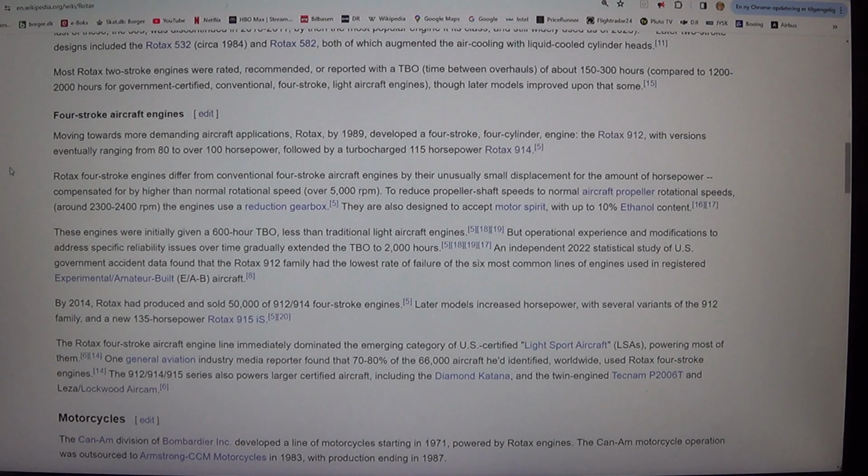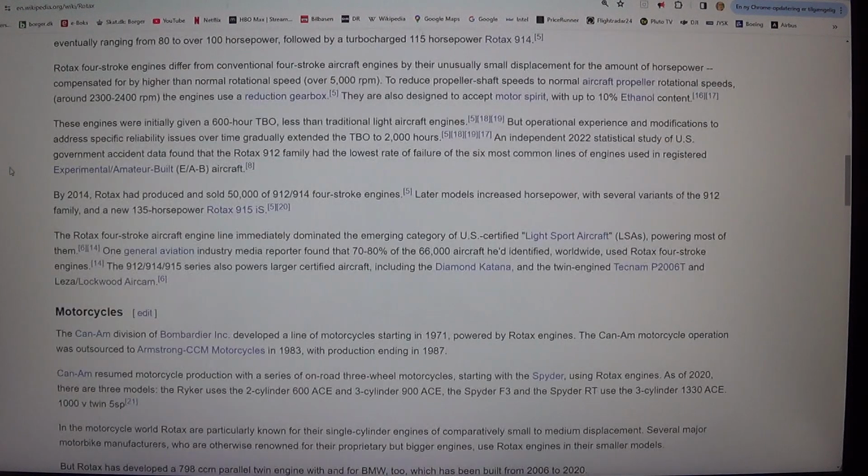To reduce propeller shaft speeds to normal aircraft propeller rotational speeds, around 2,300 to 2,400 RPM, the engines use a reduction gearbox. They are also designed to accept motor spirit, with up to 10% ethanol content. These engines were initially given a 600-hour TBO, less than traditional light aircraft engines. But operational experience and modifications to address specific reliability issues over time gradually extended the TBO to 2,000 hours.